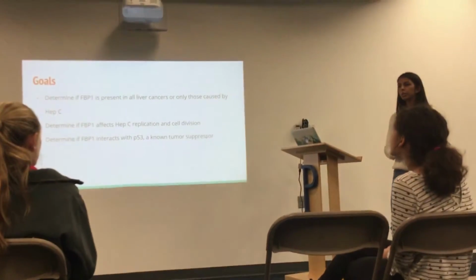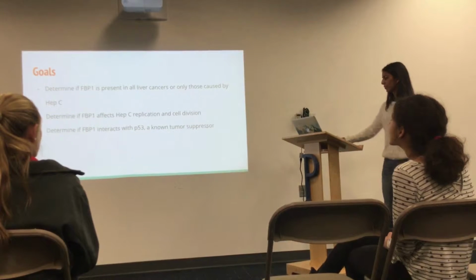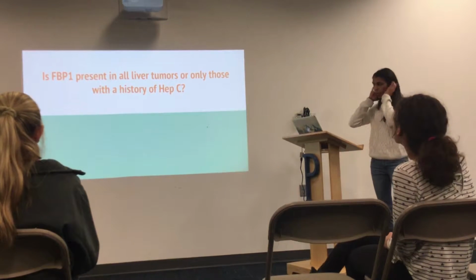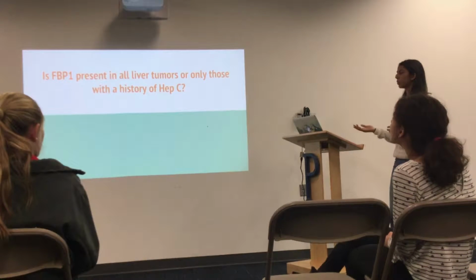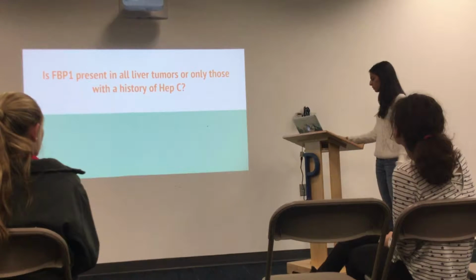Second, they're going to determine if Fuse Binding Protein1 affects hepatitis C replication and cell division, so they want to learn more about its role. And then lastly, they're going to determine if it interacts with p53, a known tumor suppressor. So the first thing they want to answer is: is Fuse Binding Protein1 present in all liver tumors or only those with a history of hepatitis C?